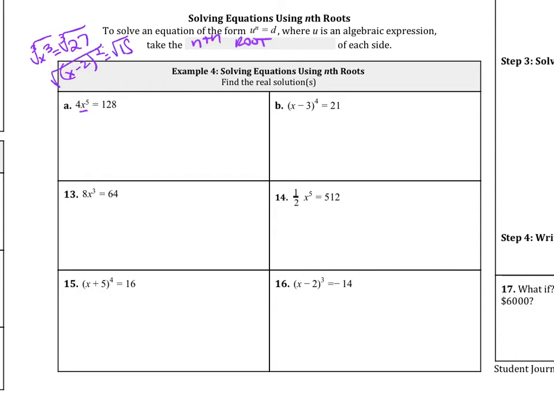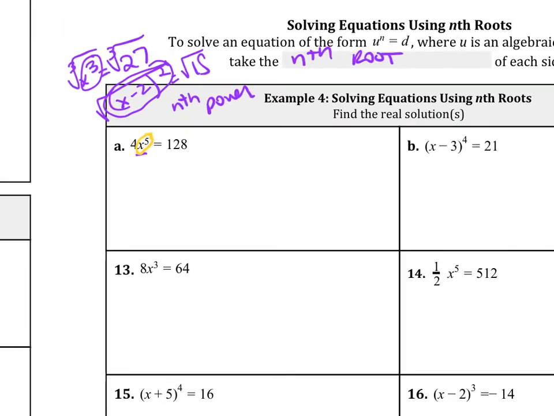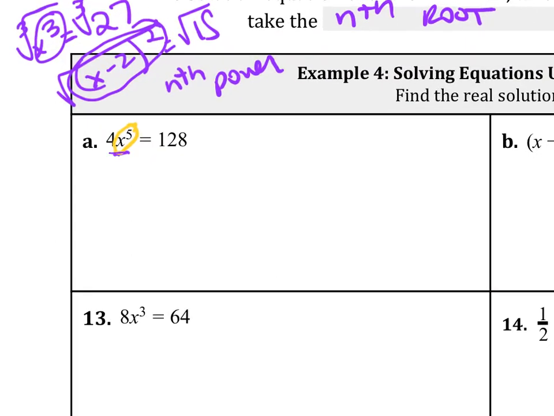So what we want to do is isolate, and we used to isolate the squared. We're isolating whatever, let's just say the nth power, because we don't know what the power is. So for now, I'm just going to call it that. We want to isolate this x to the fifth first of all. So how do we do that? Well, we're going to divide by 4. So let's divide by 4 first.